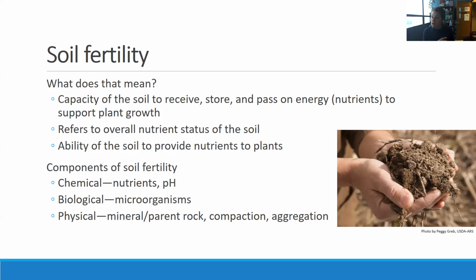And then there's the physical component, right? The mineral parent rock component that also could affect compaction and aggregation. Those are two huge things that are really important for plant growth and development. So any of you that have ever experienced compaction know, right, that your plants just do not perform very well. And so aggregate stability is a really important component, and it's all linked together.